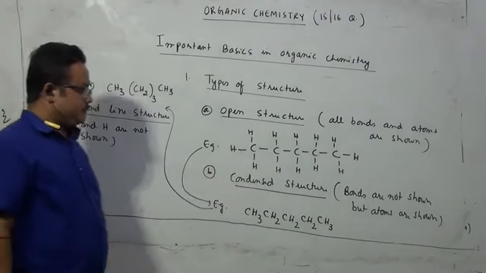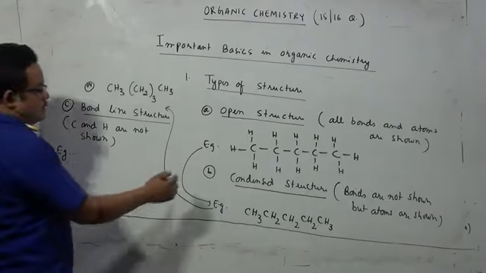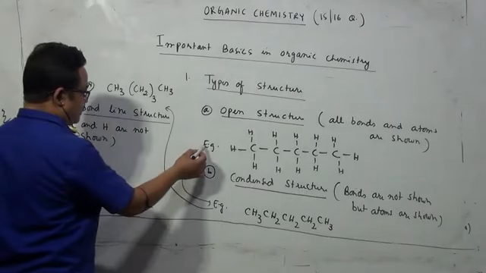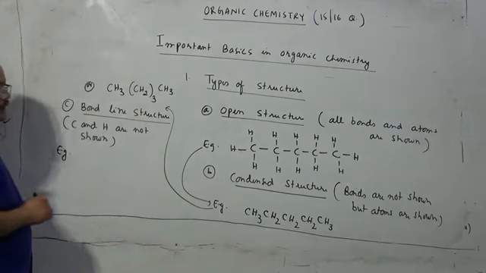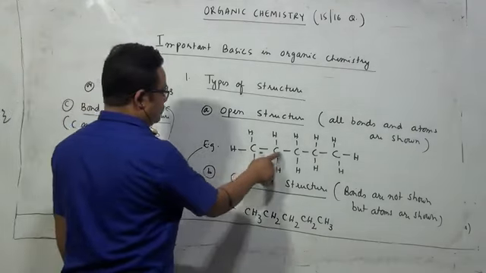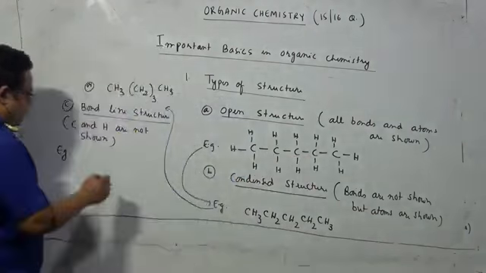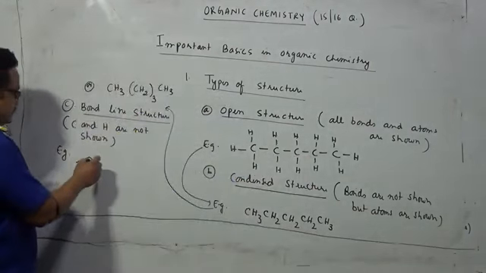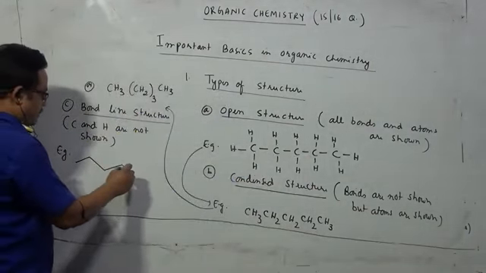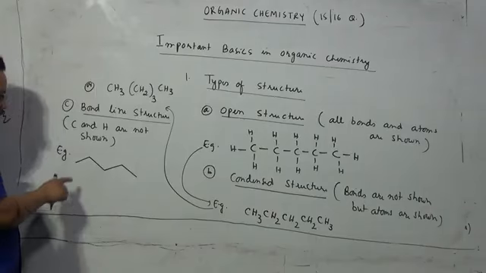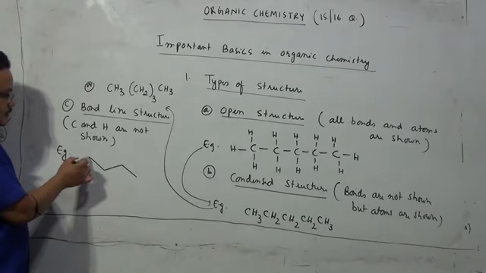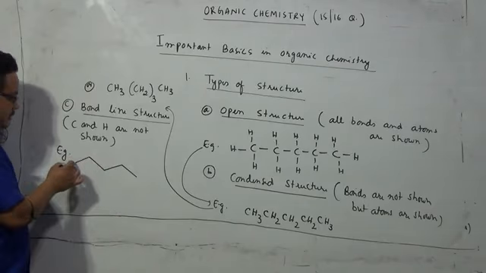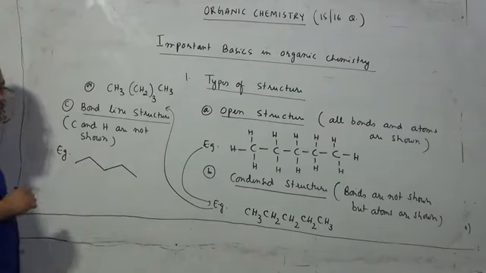In this example of a bond line structure, how many carbons do we have? 1, 2, 3, 4, 5 carbons. And the target is this zigzag form: 1, 2, 3, 4, 5 carbons. C carbon, C carbon, C carbon, C carbon, C carbon. So we put the hydrogens in.